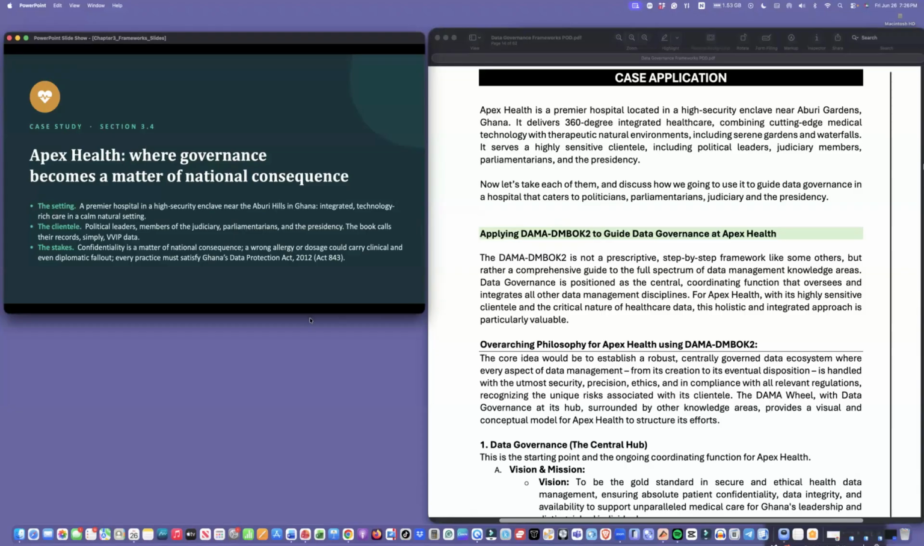Okay, let's continue. So the first thing we're going to do is the Apex Health, a premier hospital located in a high security enclave near Ebri Gardens in Ghana.